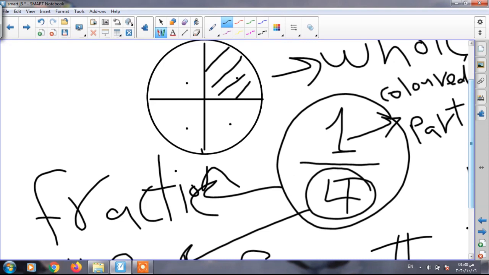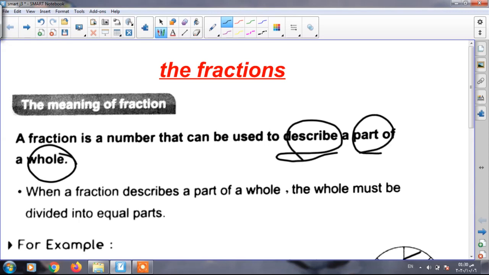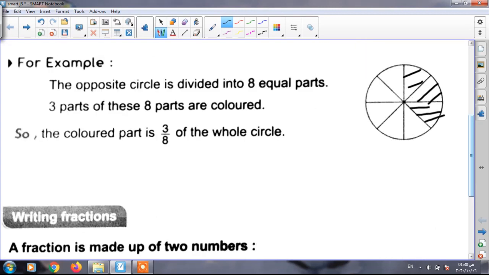And again, Junior 4, can you tell me the meaning of fraction? Fraction is the number that can be used to describe a part of a whole. Okay? And here, if I have an example, this is a circle, and this is divided into 8 equal parts. And here I will color how many parts? 3 parts. Can you represent this shape by a fraction?